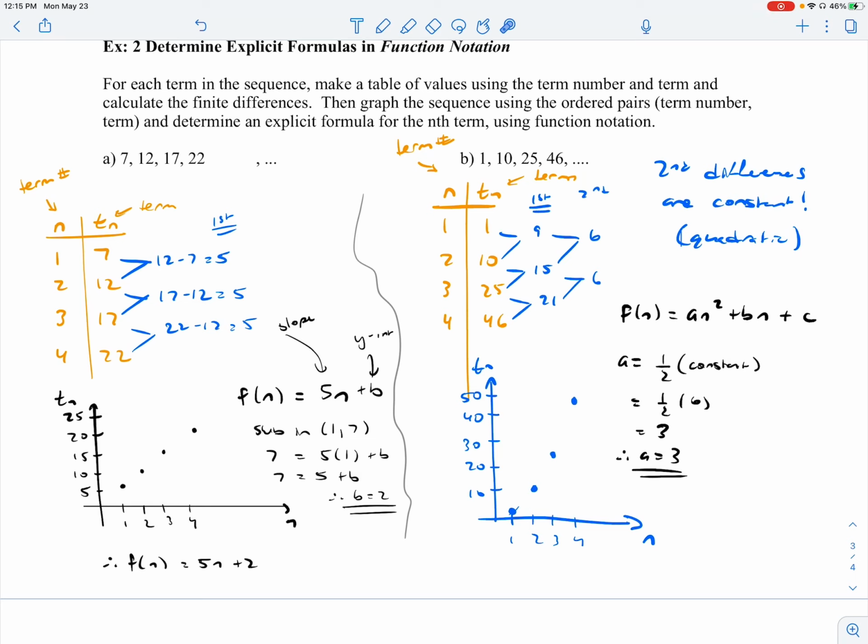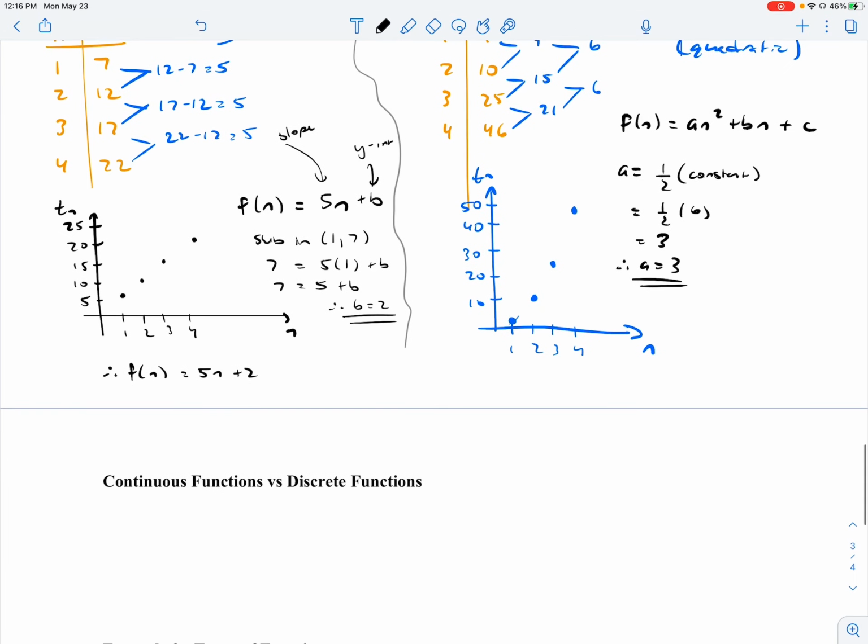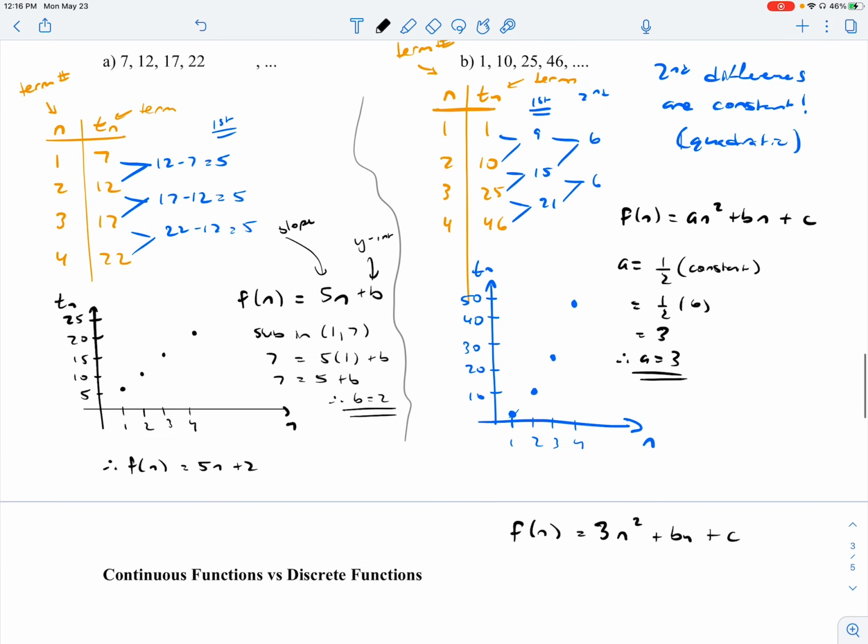This leading coefficient a is always going to be half the value of the constant in the second column, as long as it's a quadratic. As long as the constant is in the second column, it's always going to be half that value. So what this means is, so far for our function, a is 3, so we're going to have 3n squared plus bn plus c. We just need to find the other coefficients, b and c.